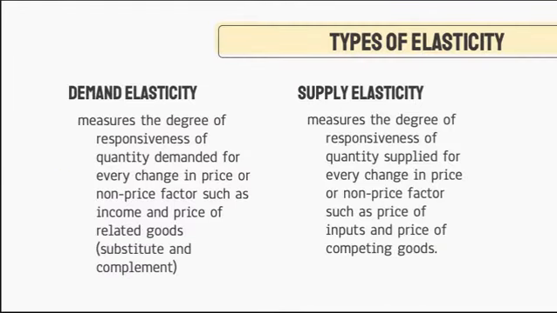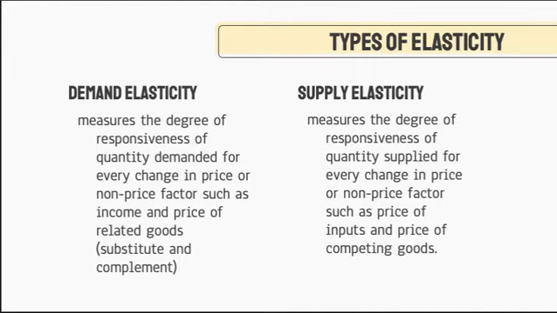There are two types of elasticity, the demand elasticity and the supply elasticity. Demand elasticity measures the degree of responsiveness of quantity demanded for every change in price or non-price factor such as income and price of related goods. And supply elasticity measures the degree of responsiveness of quantity supplied for every change in price or non-price factors such as price of inputs and price of competing goods.